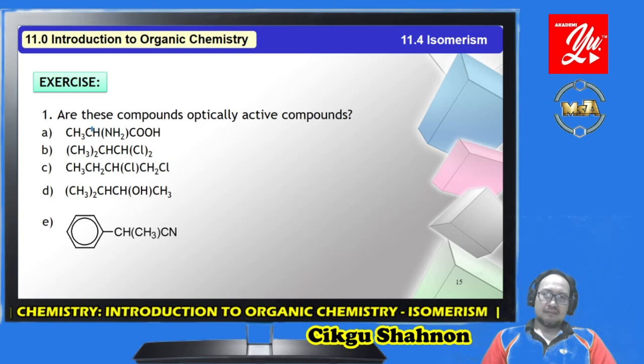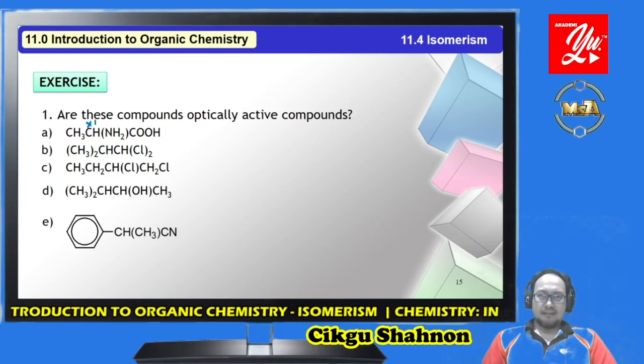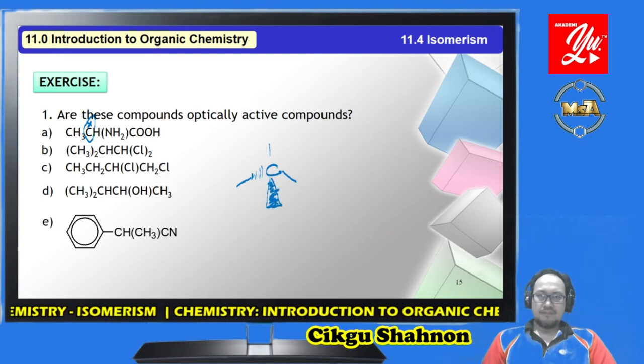Yes, this carbon has a chirality center. This carbon, no. Okay, how to draw it? I look at this carbon here. I just draw it like this, C, and then like this, and then make it bold, and so on.